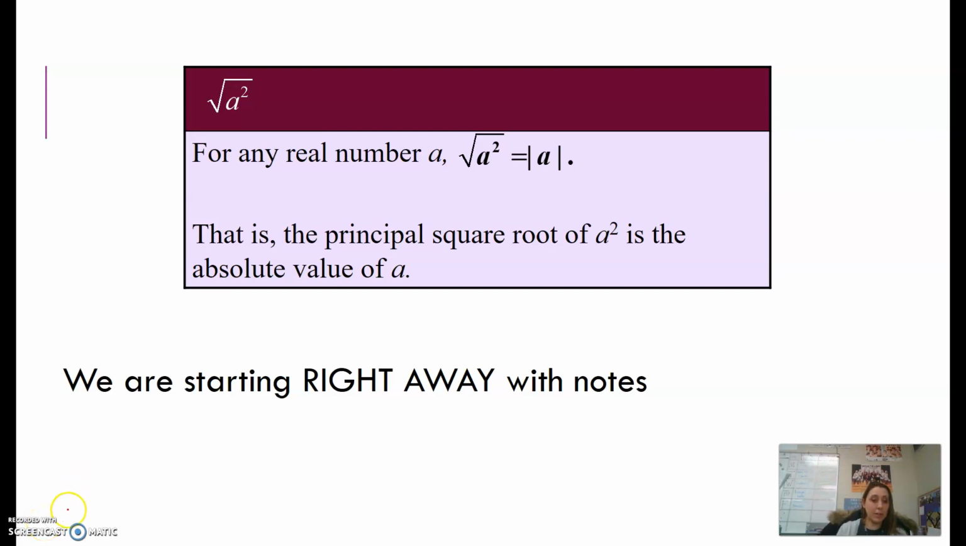Fractions class, we are going to start with these notes here. Okay, so for any real number a, the square root of a squared is actually the absolute value of a.